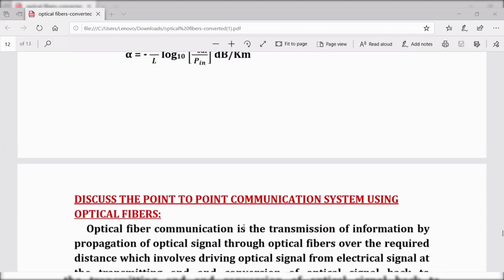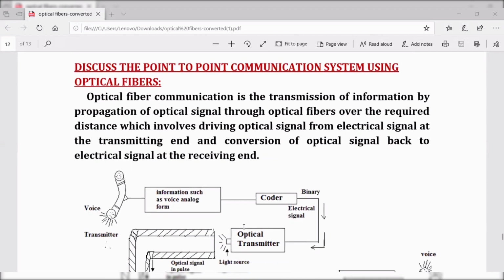Now, let us go to the next topic, that is the application of the optical fiber. Optical fiber communication is the transmission of information by the propagation of optical signal through the optical fibers over the required distance, which involves two steps. One is deriving the optical signal from electrical signal at the transmitting end and converting back the optical signal into the electrical signal at the receiving end.